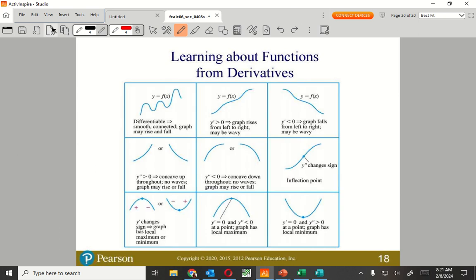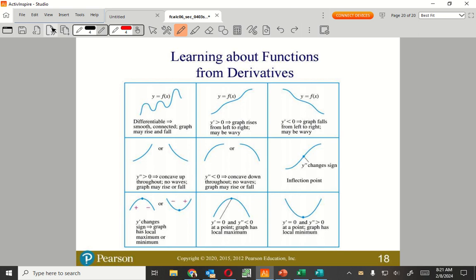Okay, so for this right here, this is actually just a whole bunch of different examples of the types of graphs that you can see and what you could look at from this. So this is a differentiable smooth connected graph, may rise and fall. This one where my slope is greater than 0 everywhere, it rises from left to right. Graph is less than 0, so y prime is less than 0, so it's going to fall. Now right here, this is going to be y double prime is greater than 0.